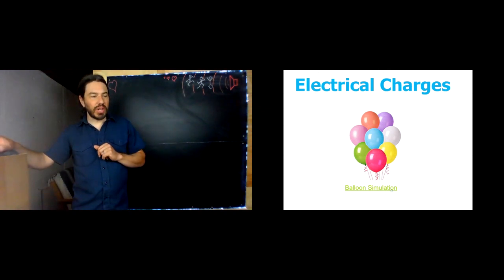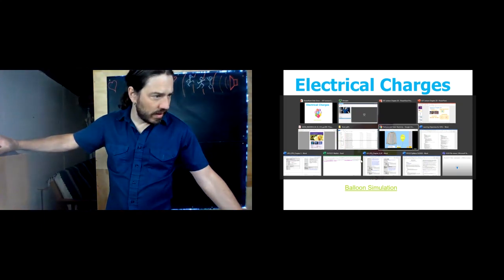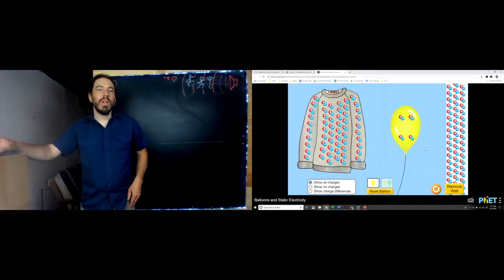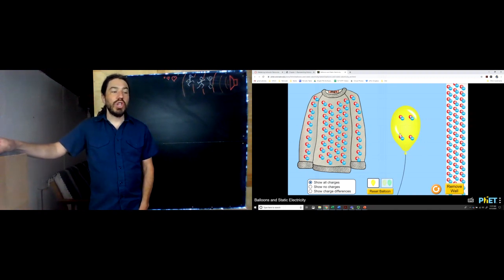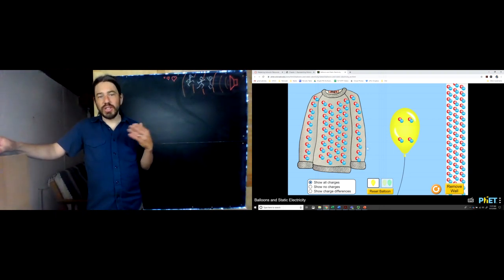So, electrical charges, let's go to a simulation here. And I think this will help us to see what was happening when we charged up the balloon and used it to attract the pieces of paper. So here we see this simulation, and I've got this balloon. And I guess one thing to note is that there's charges everywhere.